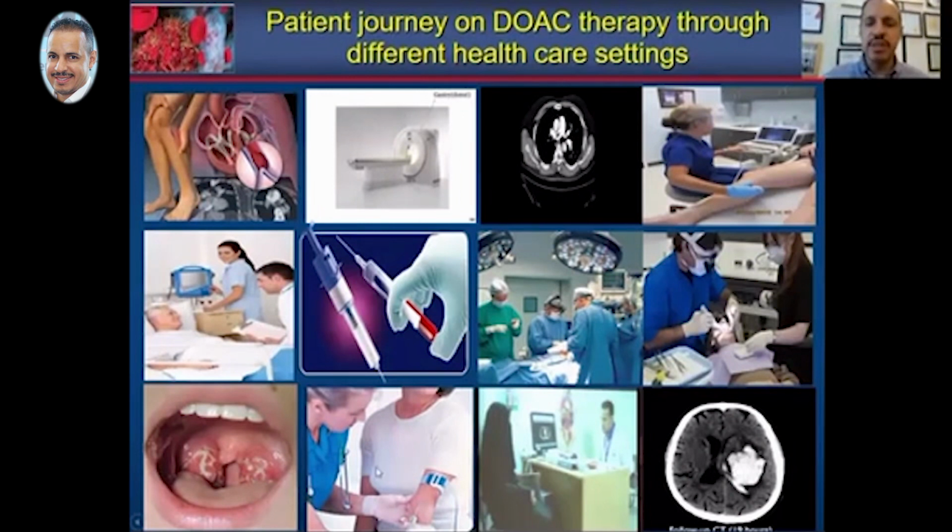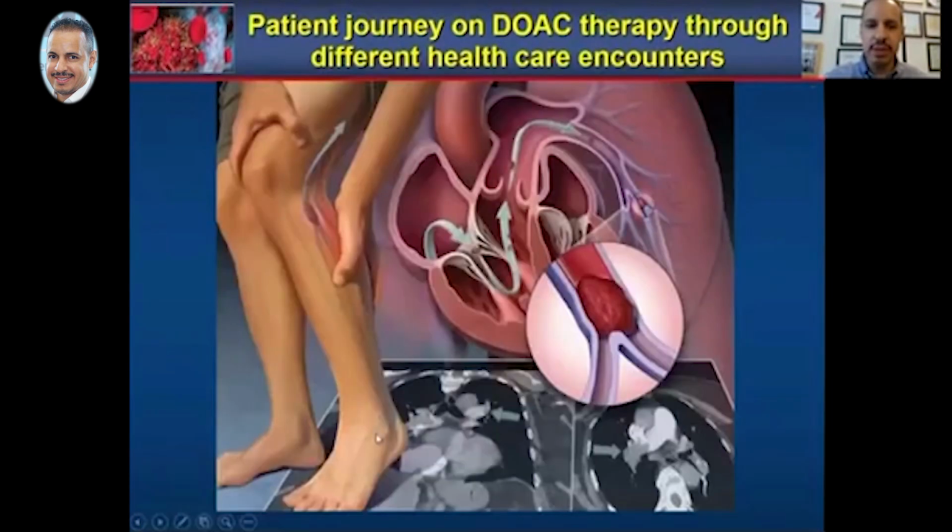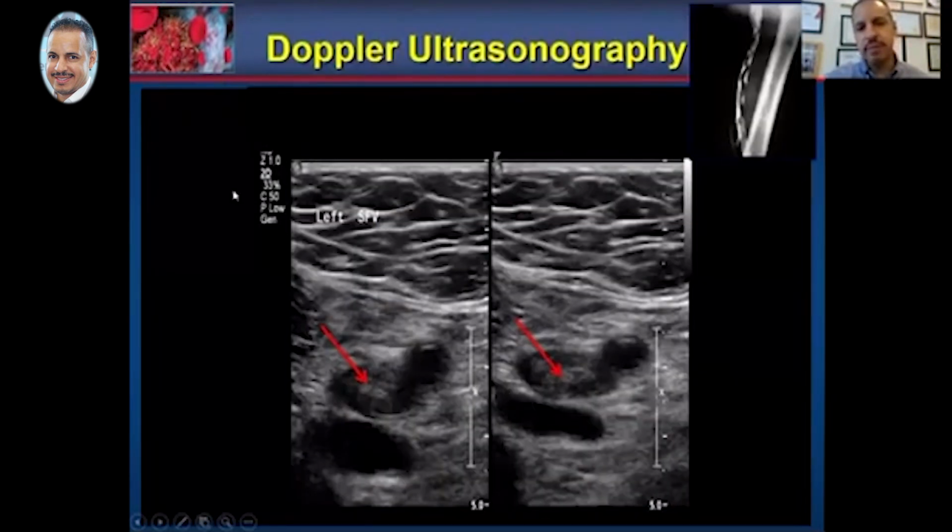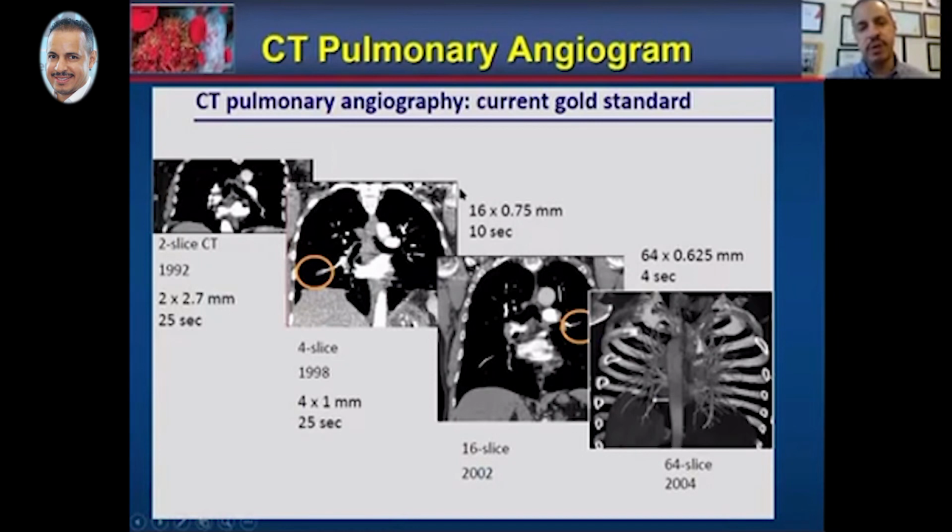So if the patient presents with a DVT, the gold standard test is ultrasound, and for PE the gold standard is CT pulmonary angiogram. And we don't do invasive pulmonary angiograms anymore. This is what we have, CT pulmonary angiogram. Look at it. It mimics the invasive pulmonary angiogram, which we used in the past. So the invasive one is obsolete, and we only have CT pulmonary angiogram.